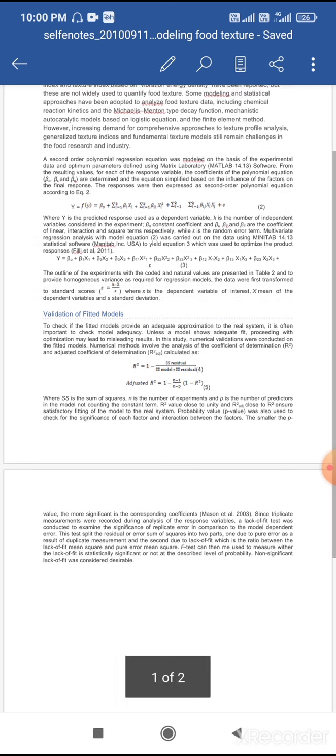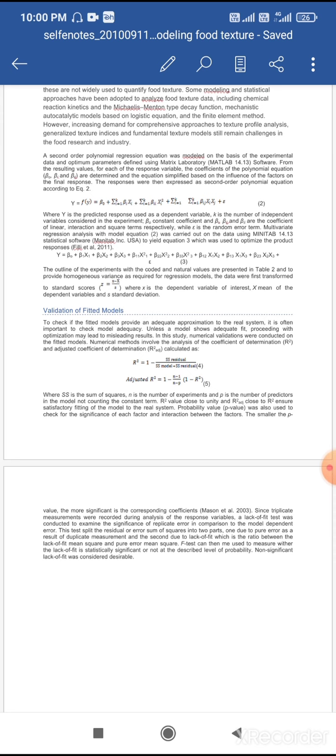To provide the homogeneous variance as required for the regression model, the data were first transformed to standard scores, where x is the dependent variable of interest, capital S means the mean of the dependent variable, and small s is the standard deviation between the interaction of dependent variables.